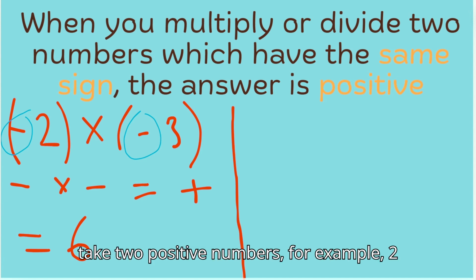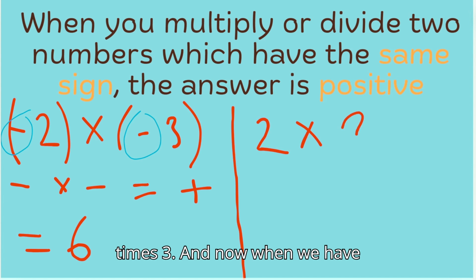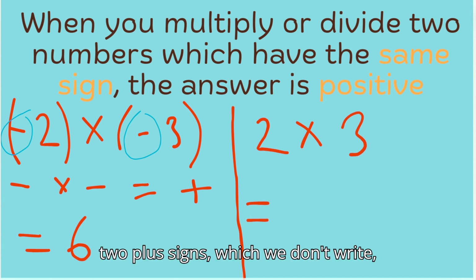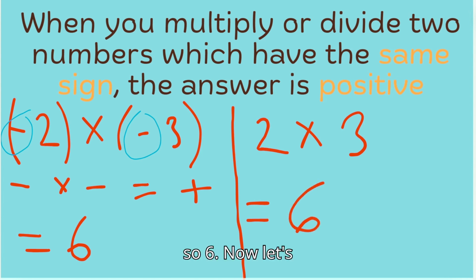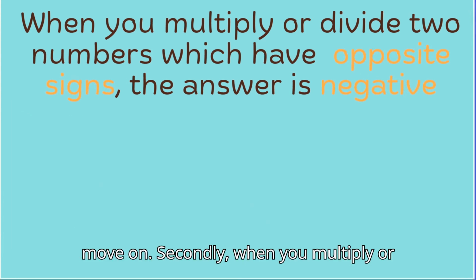Now I'm going to take two positive numbers. For example, 2 times 3. And now when we have two plus signs, which we don't write, that's also going to give us a positive, so 6. Now let's move on.